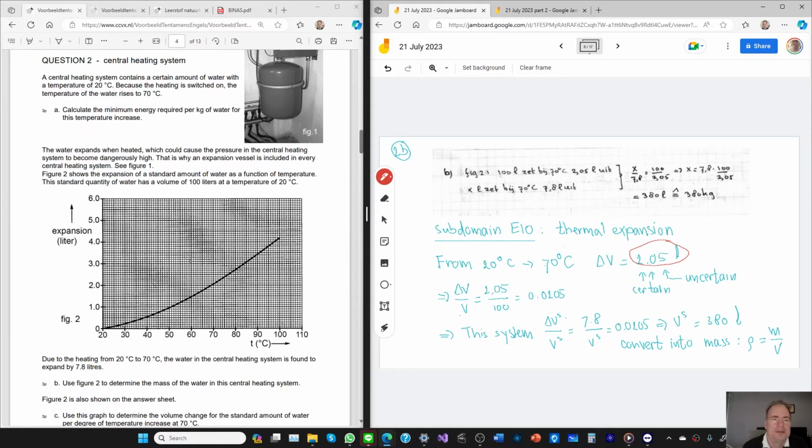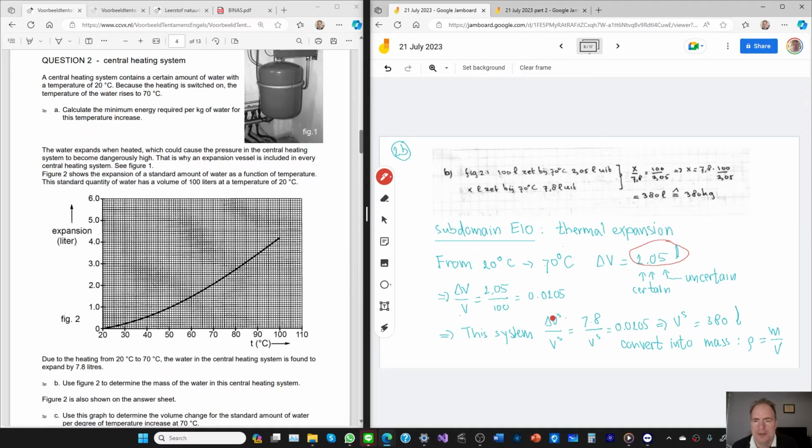Okay, so now we read it off from the graph, and in your answer sheet, just draw a line here and explain why you thought 2.05 is correct. Then we know that the expansion is 2.05 liters for 100 liters. Now in this system, we don't know how many liters we have. Actually, that's why they're asking.